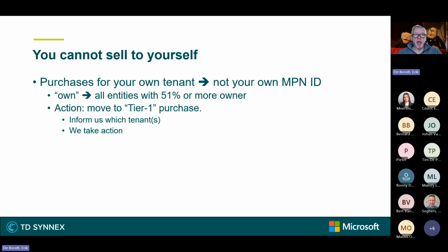Example: company A is a reseller, has company B as a daughter company, which is a call center, for instance. Company A owns company B for 75%. Basically, they're not allowed to buy for company B using CSP because it's their own ownership from Microsoft.